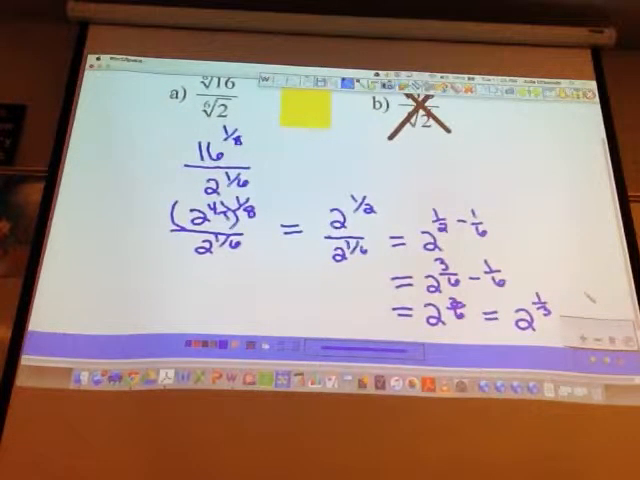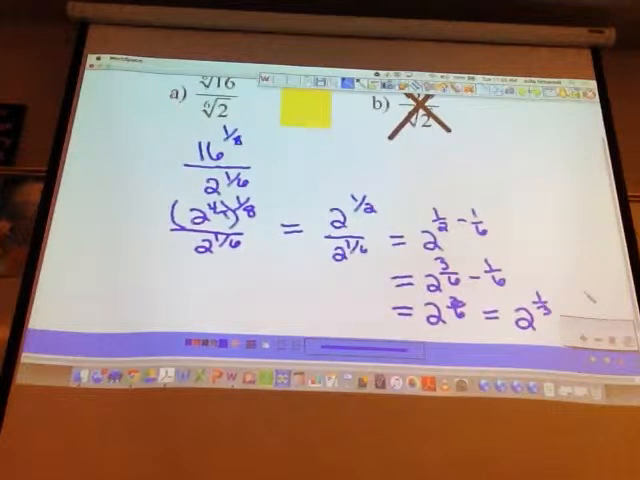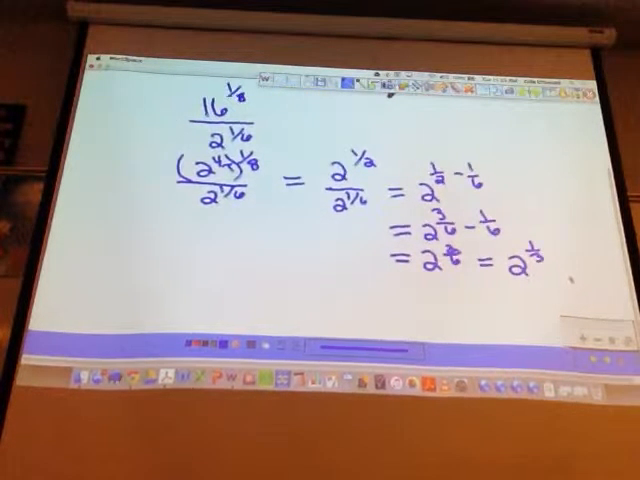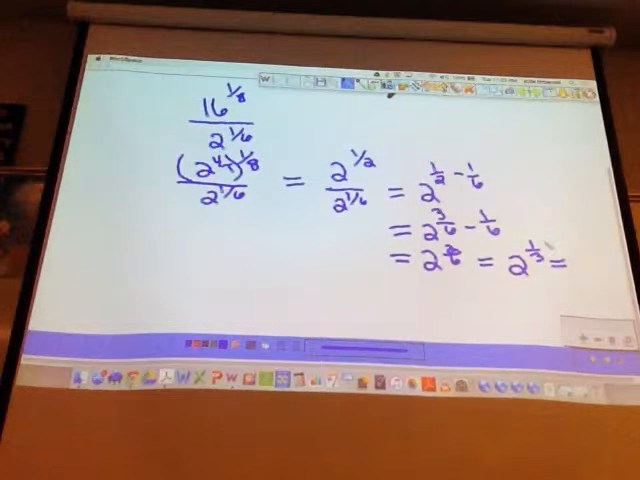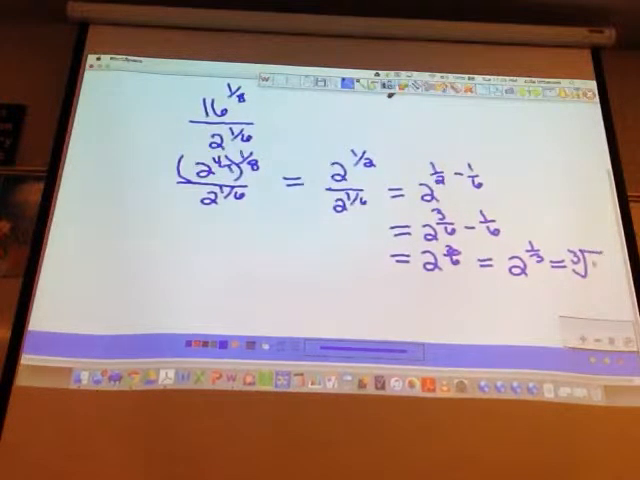Your answer can be written like that, or it can be written as a root, which would be the 3rd root of 2. Both of those answers are going to be the same. Because it's the right one.